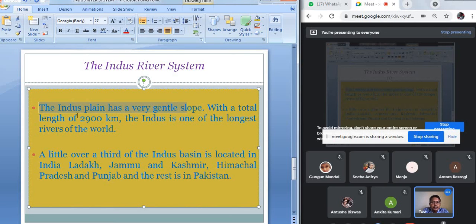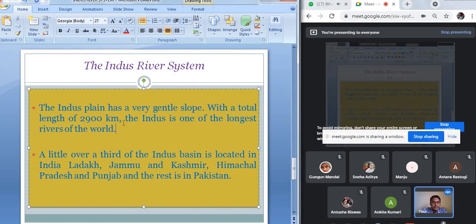The total length of the Indus River is 2,900 kilometers from the source to the mouth. That means from near Lake Mansarovar, where the river Indus originates, till the Arabian Sea, the river Indus flows for a total length of 2,900 kilometers. The Indus River is one of the longest rivers of the world.